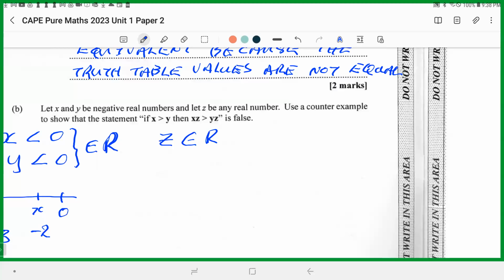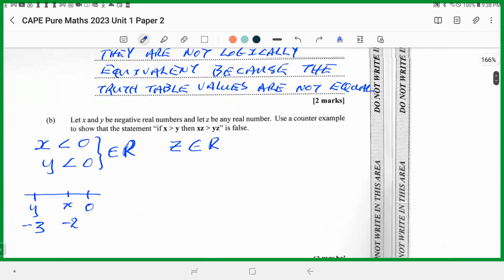So to prove this as a counterexample, it makes sense to choose a z. Remember, z can be any value now. Choose a z value that is negative, because a negative z value will prove this statement not to be true, to counter that statement. So we're going to choose a z value that is negative.